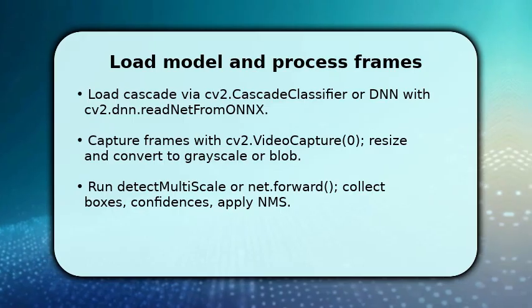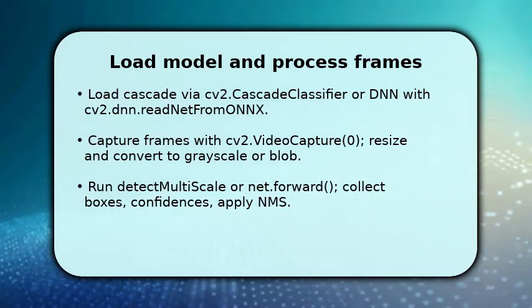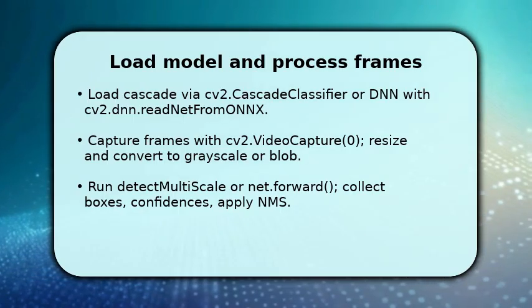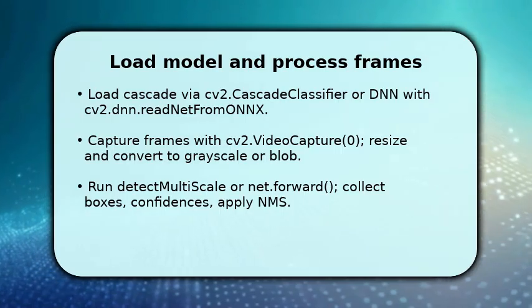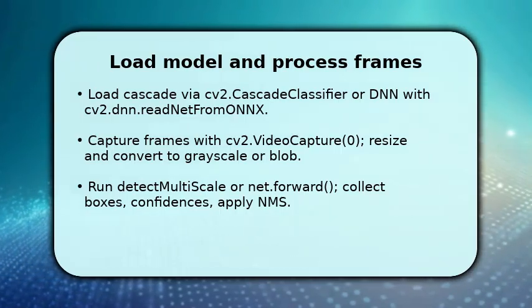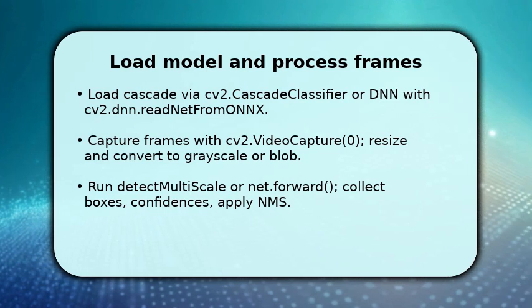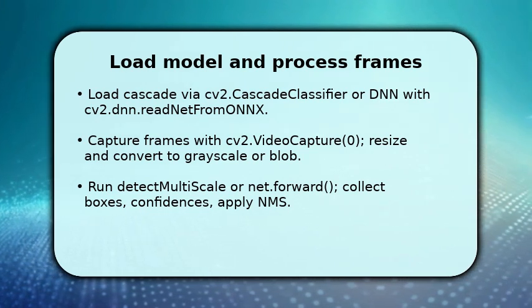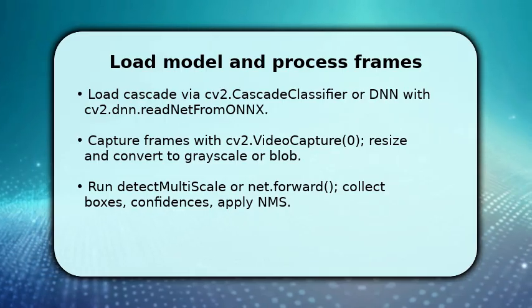Resize to a consistent width. Convert to grayscale for cascades or create a blob for DNNs. Run detectMultiScale or net.forward to get bounding boxes and confidences, then apply non-max suppression to remove overlaps. Finally, draw rectangles and labels so you can visually verify.